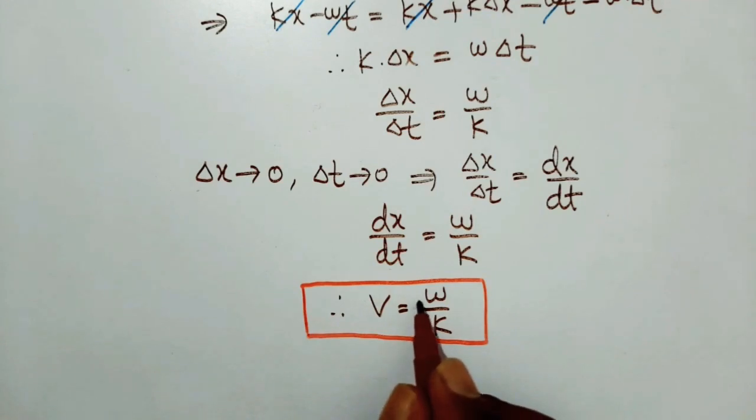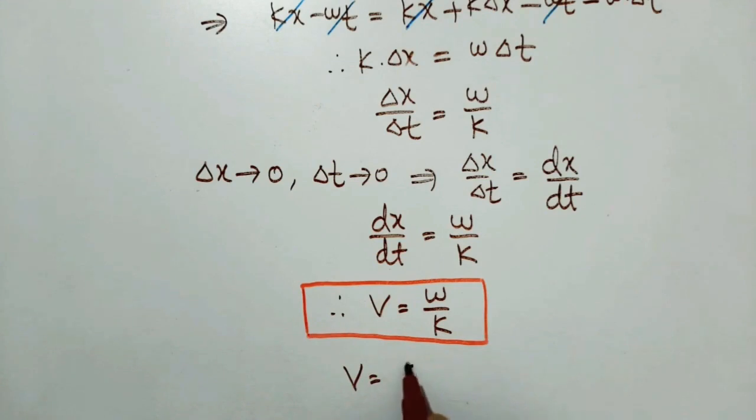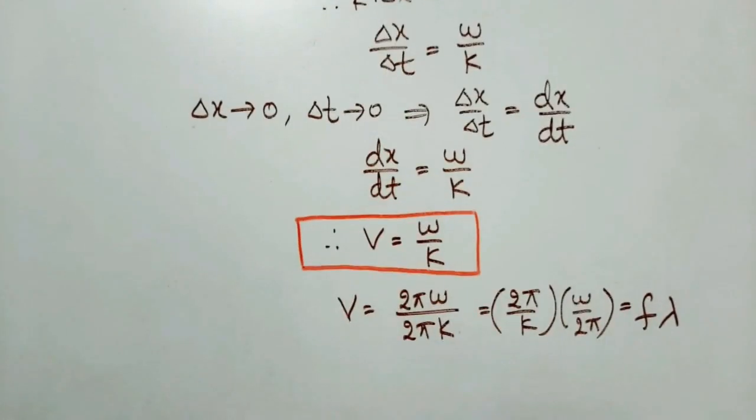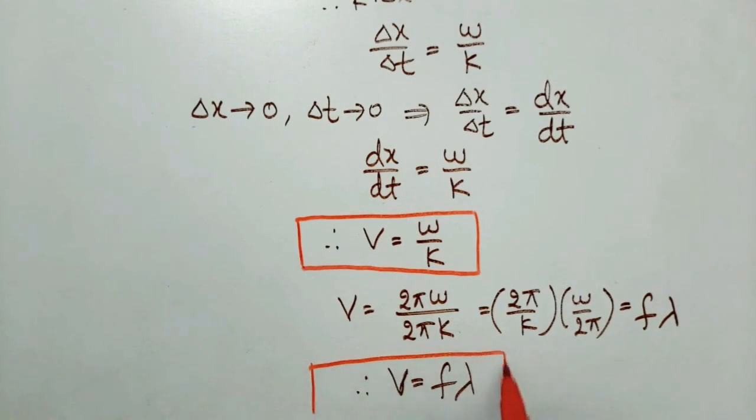Here I am multiplying and dividing by 2 pi. So we get v is equal to 2 pi omega by 2 pi k. So it can be written as 2 pi by k into omega by 2 pi. Here omega by 2 pi is equal to f, and 2 pi by k is equal to lambda. So we can write therefore v is equal to f lambda. Here v is the speed of a wave.